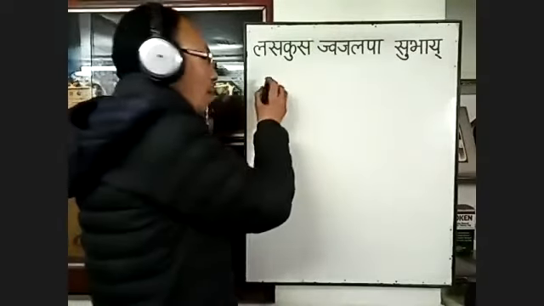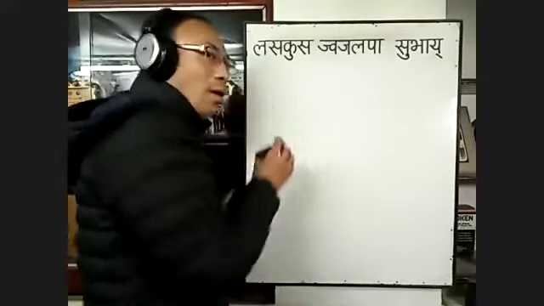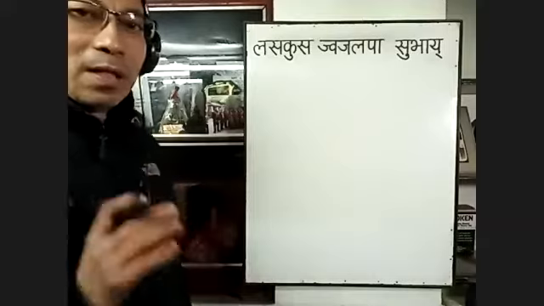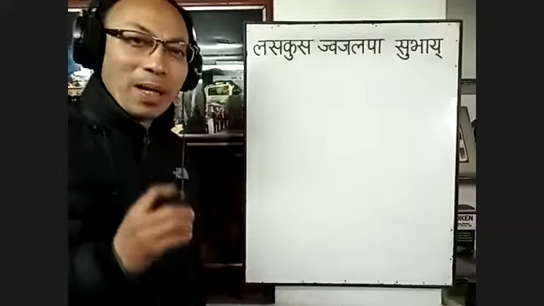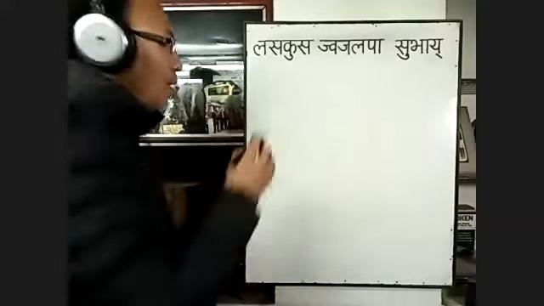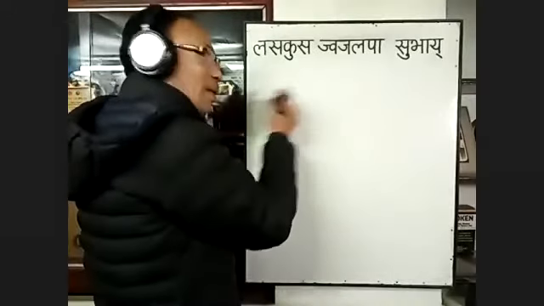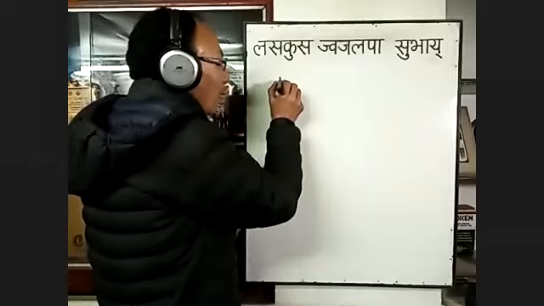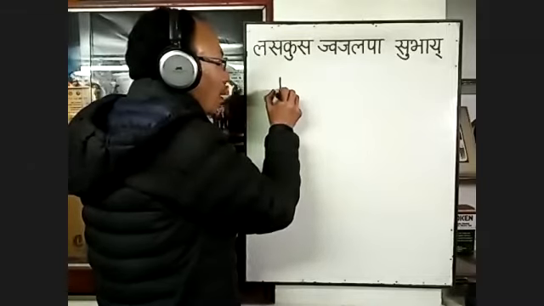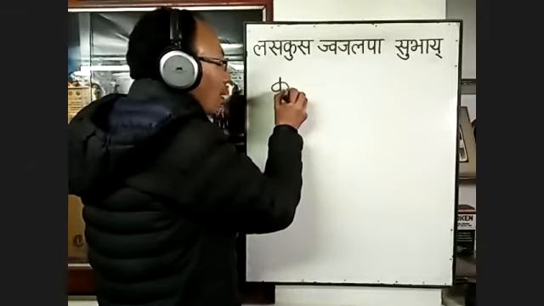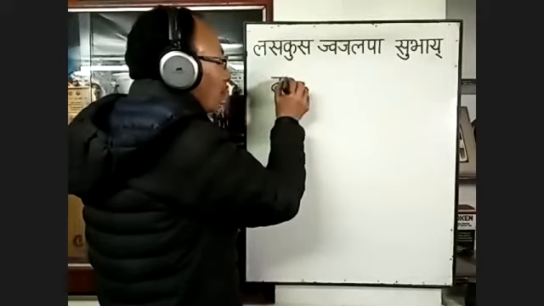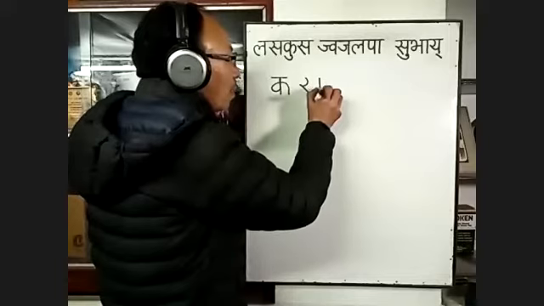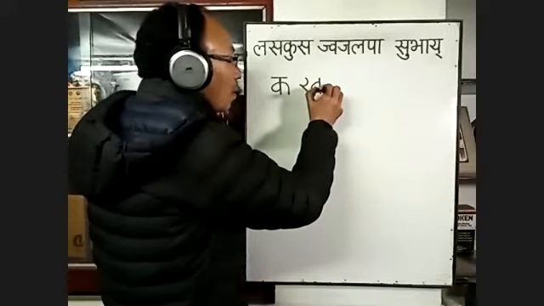So we learn ka, kha, ga, gha, ngo, and another sound that is used in Nepal Bhasha, nga. So how is it written? Let's repeat. This is ka. Kha.